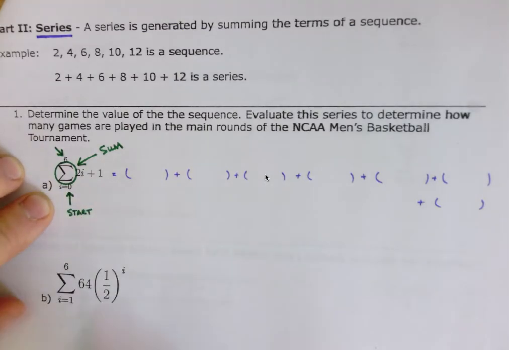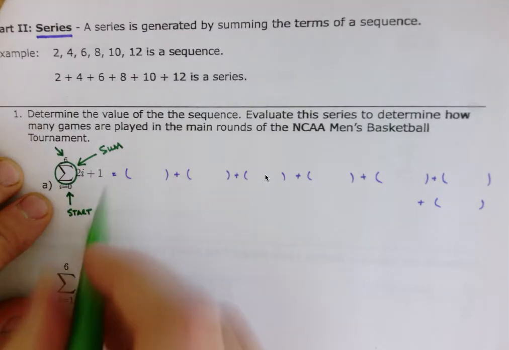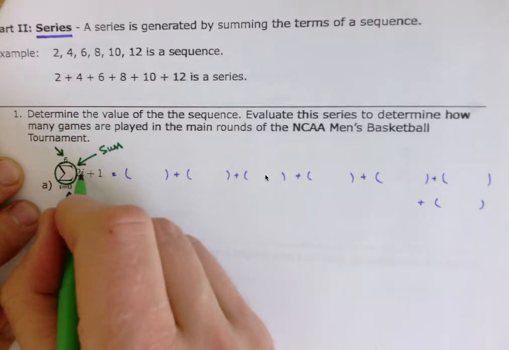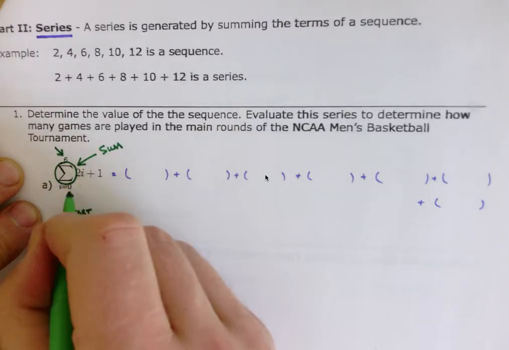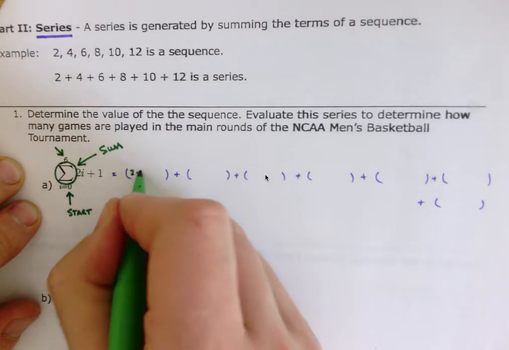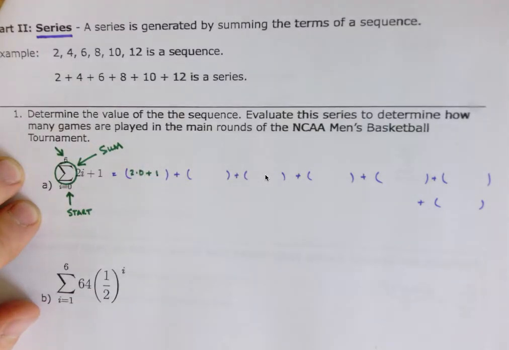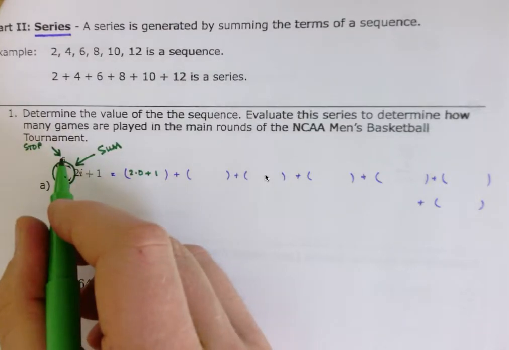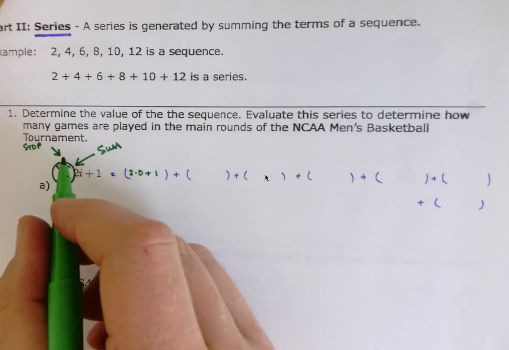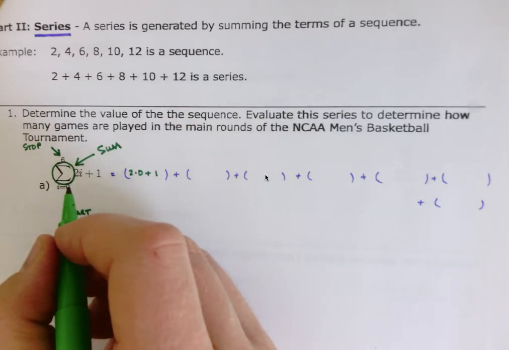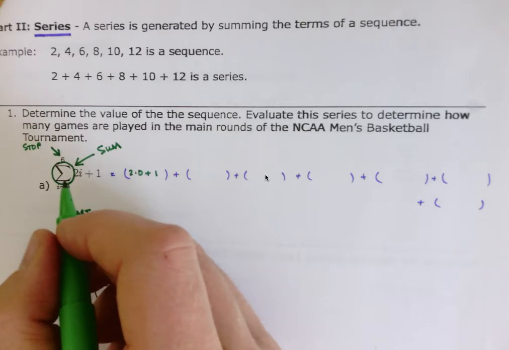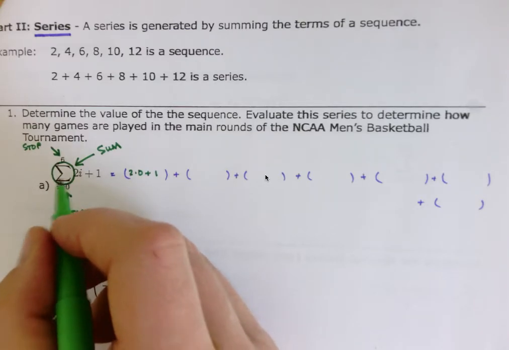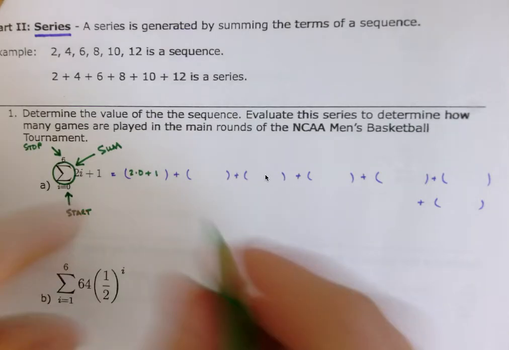is 0. And so that means that when I do my sum, the first number that I'm going to plug in here for I is 0. So we'll have 2 times 0 plus 1. The top number is 6, and that's our stopping index. And so if the stopping index is 6, that means that we're going to plug in all of the numbers from 0 to 6. So that would be 0, 1, 2, 3, 4, 5, and 6.